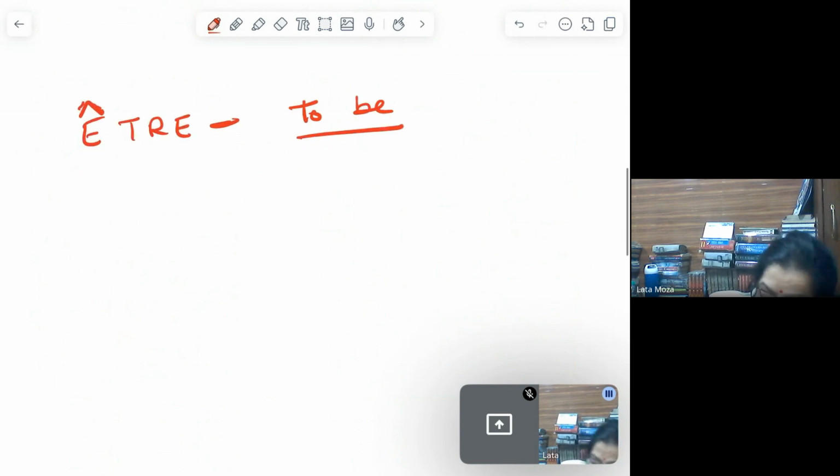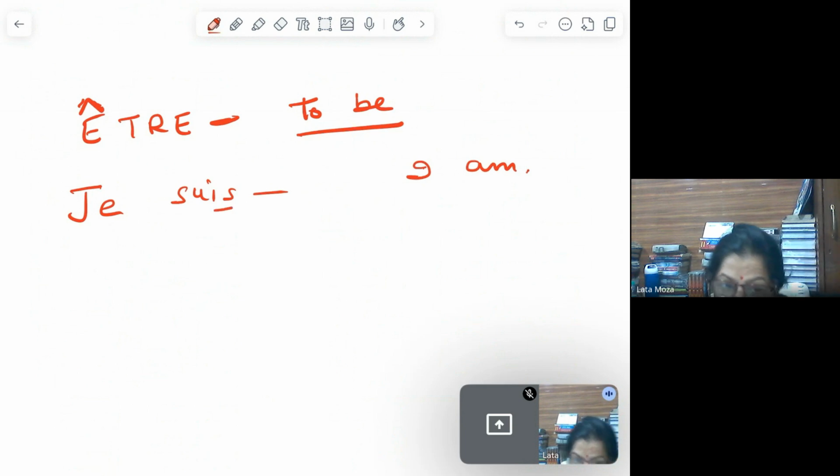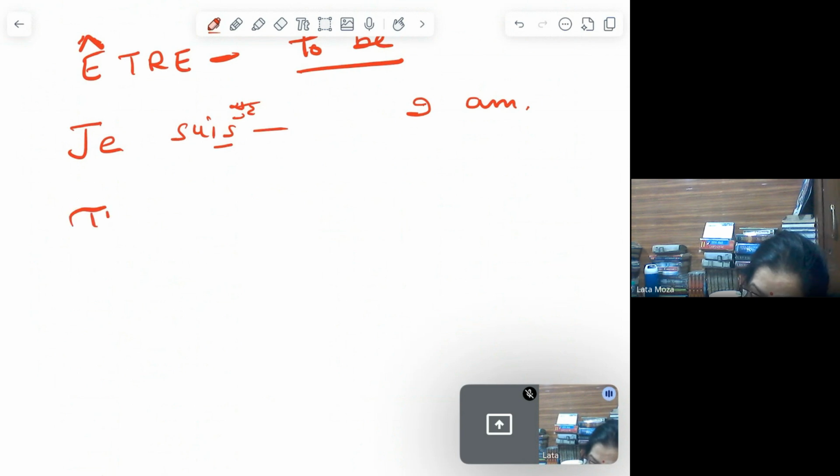Now we'll conjugate this verb in affirmative. Affirmative means in affirmative sentence. Like we say, je suis. Je suis means I am. You don't have to pronounce it as Swiss. It will be suis. Je suis. Je suis. Then it is tu es. Not s. It is tu es. That means you are. It is informal you. That means tum.